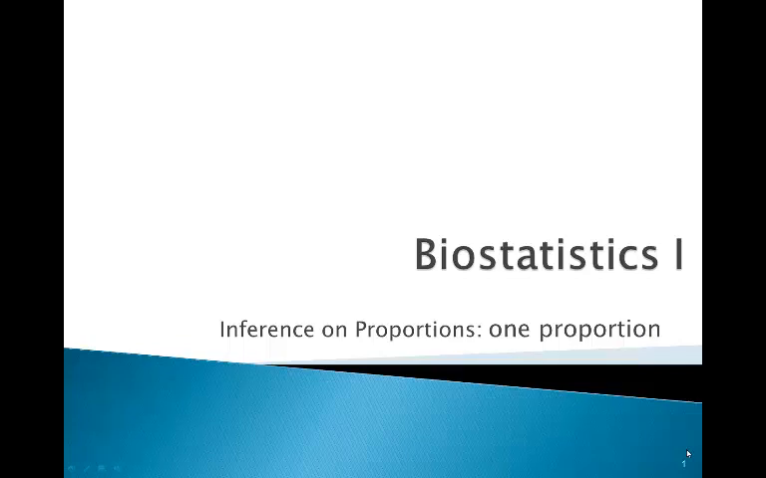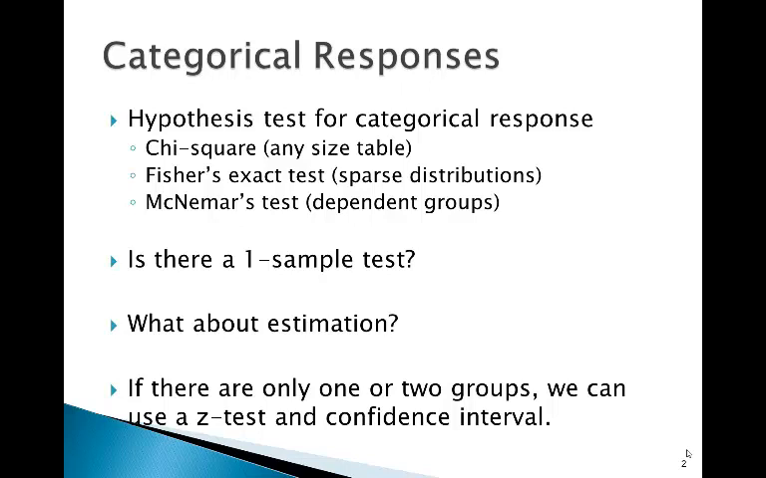In this section, we'll discuss inference for one proportion. For categorical response variables, we've talked about hypothesis testing already using a chi-square test for the 2x2 or R/C contingency tables. We've talked about Fisher's exact test if we have low expected cell counts. And we've also talked about McNemar's test for dependent groups.